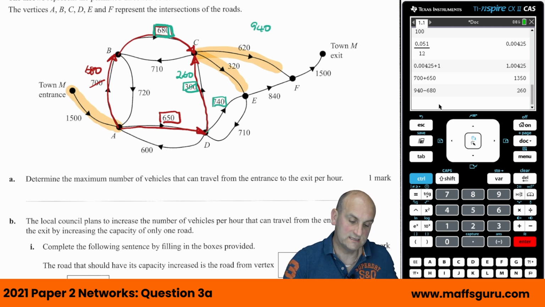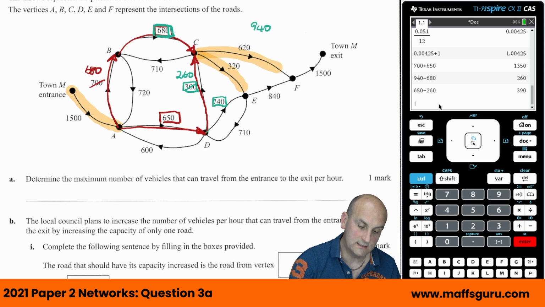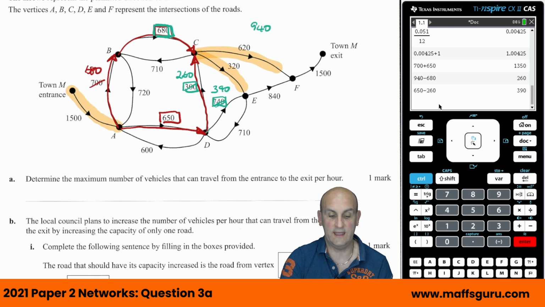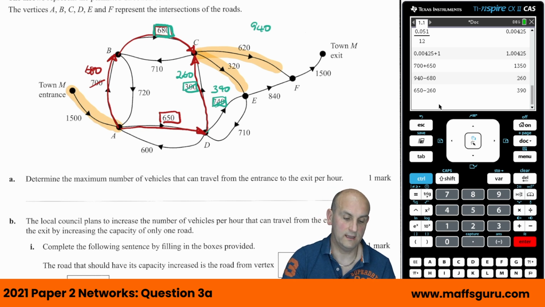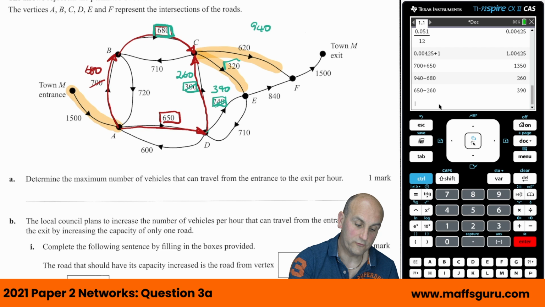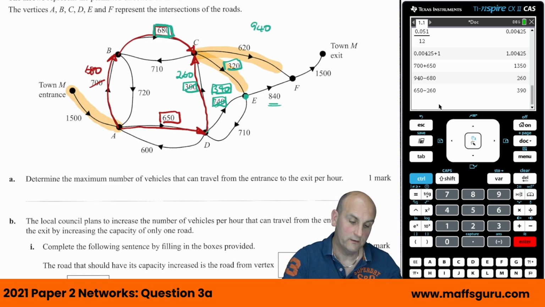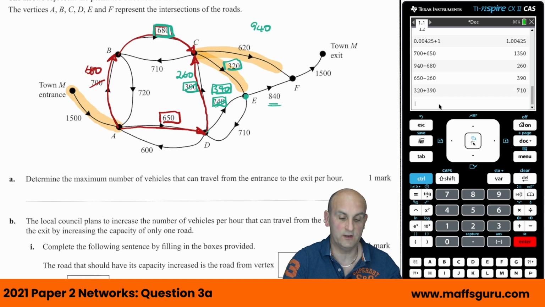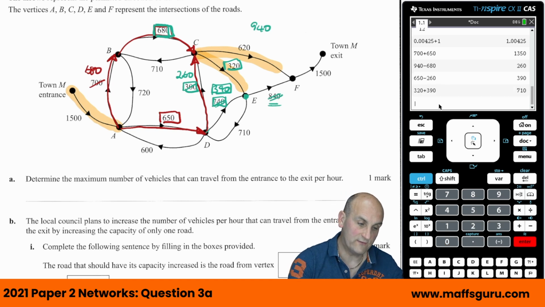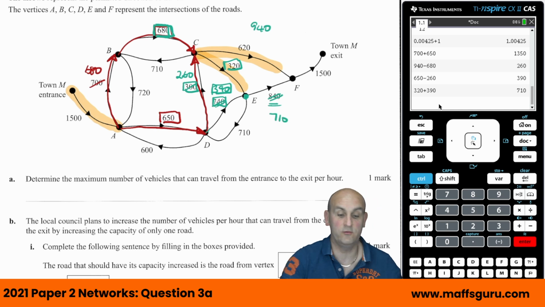Well, 260, so I did 650 minus the 260 gave me 390. So that told me that 390 cars would be allowed to go along that road there. See what I'm doing? Okay. So I've now got 320 cars and 390 cars coming into this point here. Can the 840 take them? So let's see, 320 plus 390 gave me 710. Yes, so that value there is actually going to be 710.